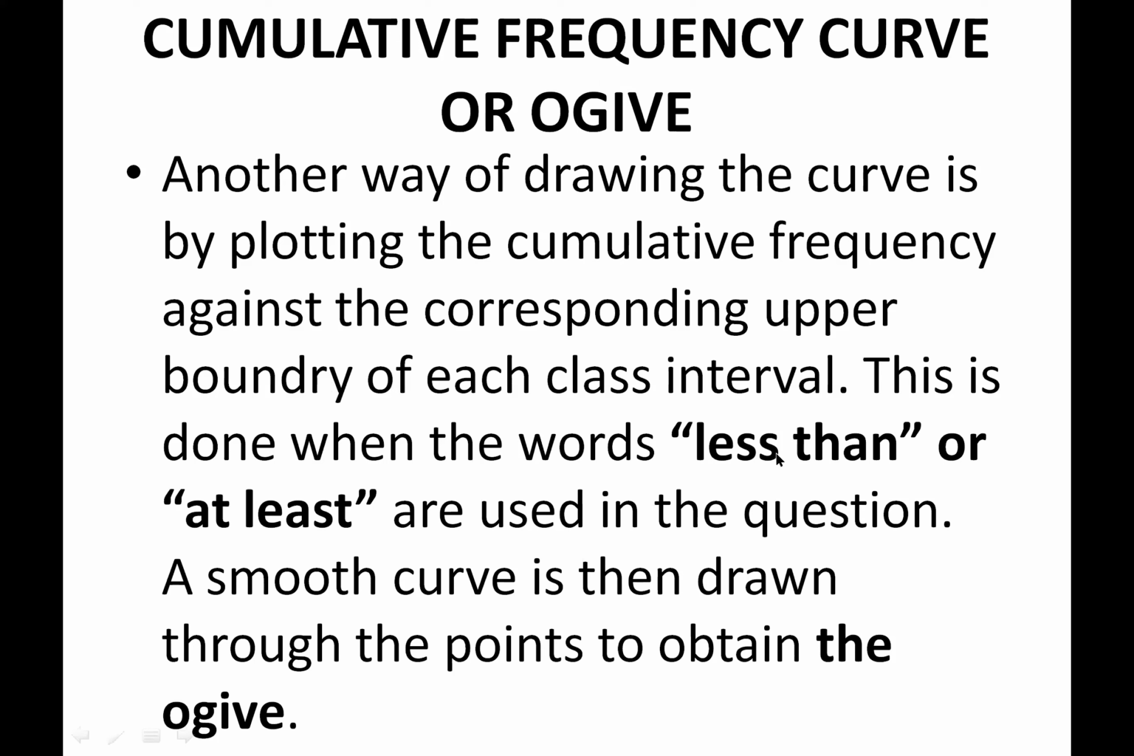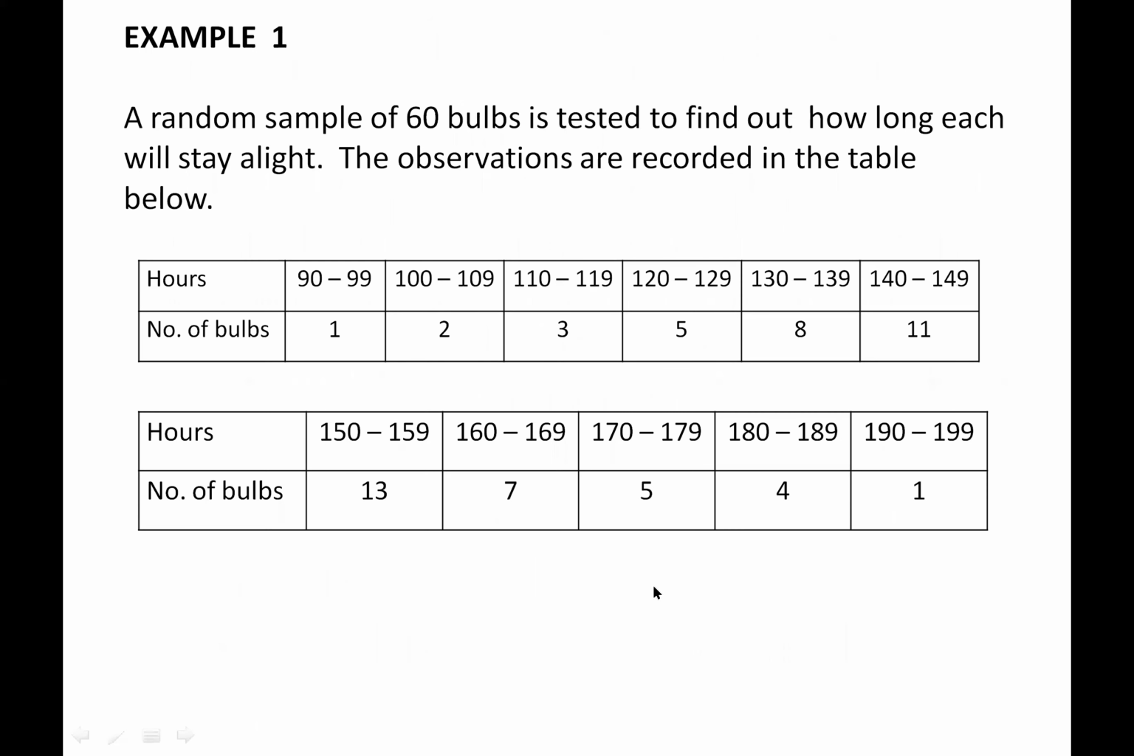So this is done when the words less than or at least are used in the question. So whenever you see these words or their equivalent, or you could interpret it that way, then you are going to use this method here, which is cumulative frequency on the y-axis and the upper class boundaries on the x-axis. Then when you draw your points and you connect them up, you'll get a smooth curve called an ogive. Of course, you could use your French curves, and practice would get you to draw them pretty well.